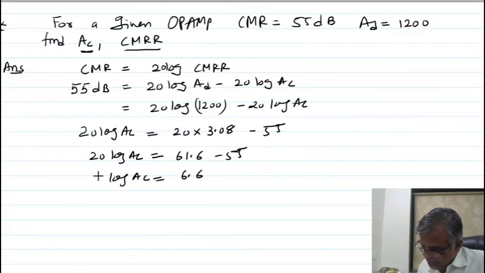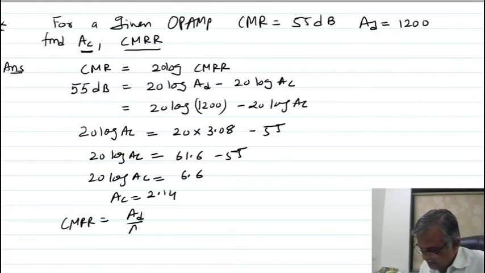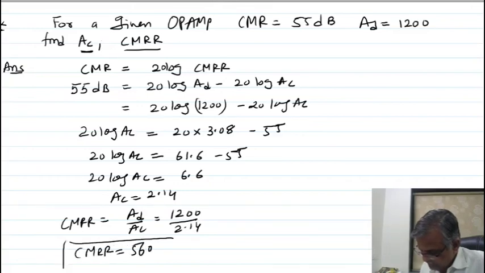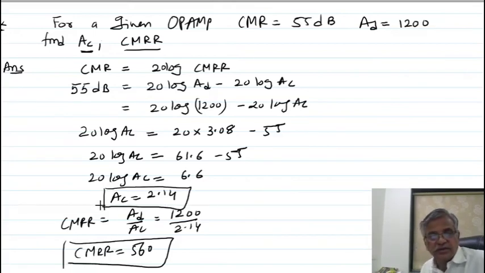Log AC. If you do the calculation, you will get 2.14. Means you do the anti-log, then you know what to find. CMRR is equal to AD by AC. This is your 1200 upon 2.14. You will get 560. This is the way you can calculate.